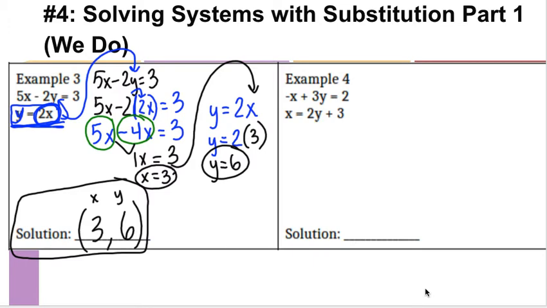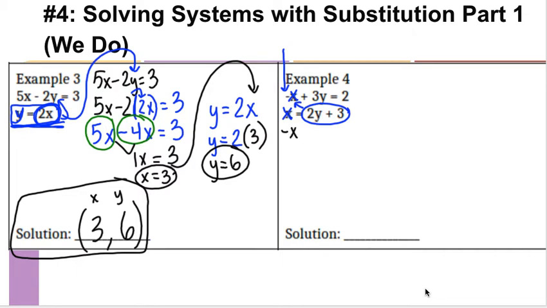Okay, here's example 4. You want to be careful on example 4 because you're going to have this negative sign to deal with. Okay, so I see negative x plus 3y equals 2. None of the variables are by themselves. The second one says x equals 2y plus 3. The x is by itself, so since x is by itself, that's where I'm going to substitute into the other equation. So I'm going to take this 2y plus 3, I'm going to put it in for this x. So let me write that out.